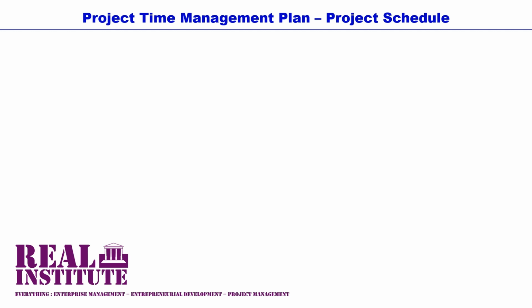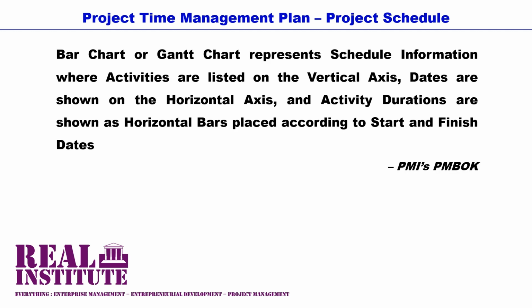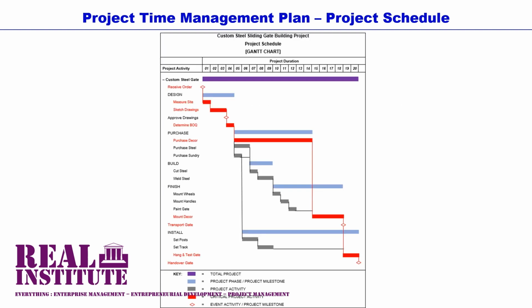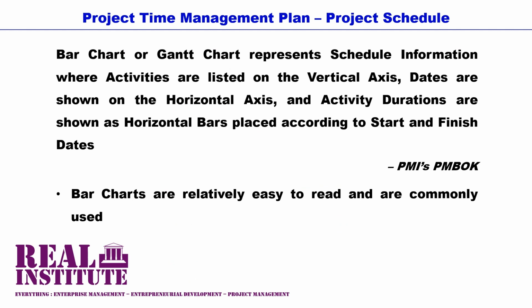According to the PMI's PMBOK, a bar chart, which is also known as a Gantt chart, represents schedule information where activities are listed on the vertical axis of a matrix, while dates are shown on the horizontal axis of the matrix, and the activity durations are shown as horizontal bars placed according to start and finish dates. Bar charts are relatively easy to read and are commonly used.